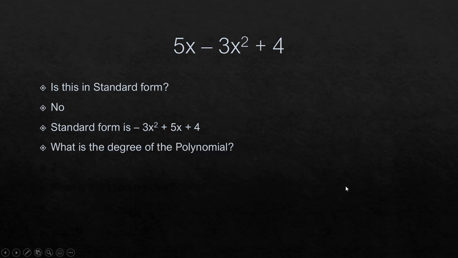What is the degree of the polynomial? Well, we look at this first term here, since this should be the highest degree. And that's x squared, so the degree is 2. What is the leading coefficient? Again, we look at this first term. Negative 3 is the coefficient for x squared, so the leading coefficient is negative 3.